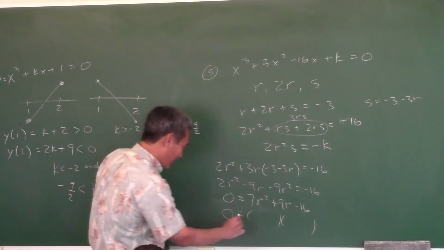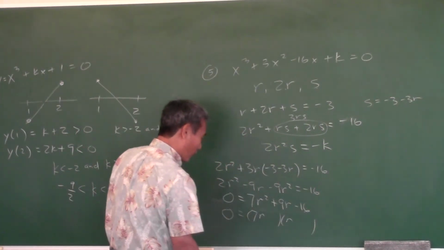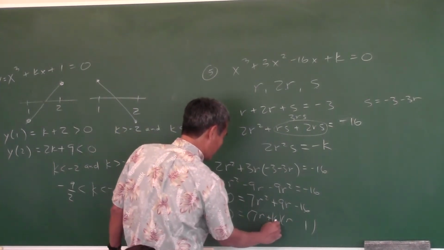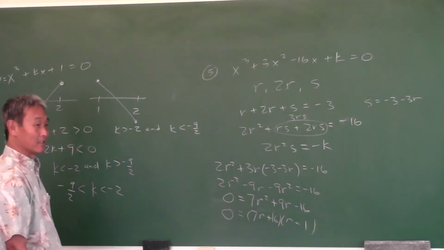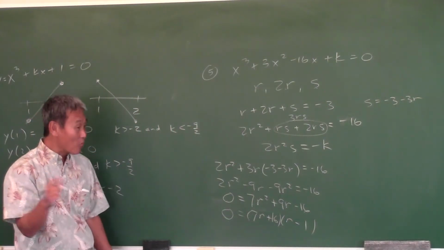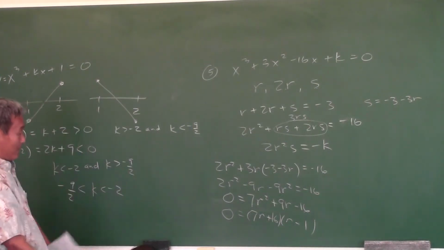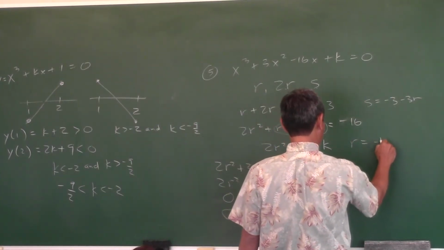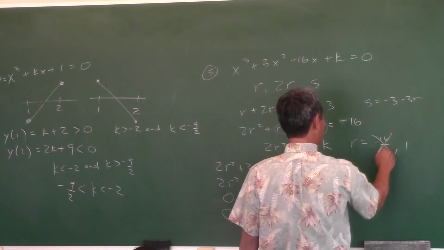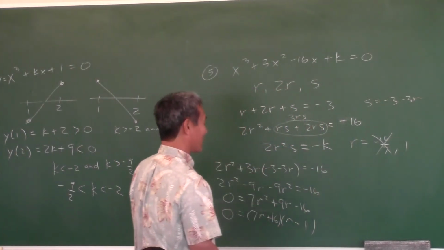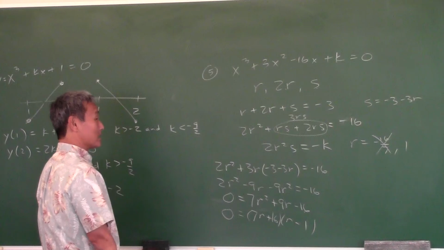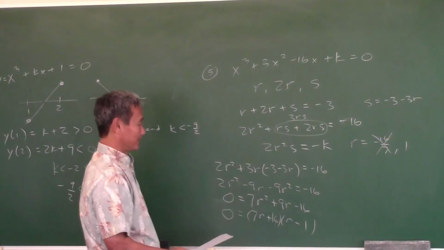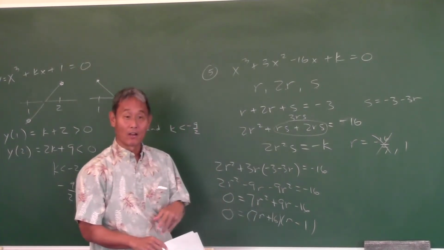7r, r. 4 and 4, 2 and 8, 16 and 1, plus, minus. When you watch me do it, it's easy, but when you have to do it on your own, it's hard. That's why you cannot just copy. You can copy off the board, but is it going to help you? No. So r equals either negative 16/7 or 1. Why am I crossing out negative 16/7? It's not an integer, because the problem says all the roots are integers. What if I didn't say all the roots are integers?